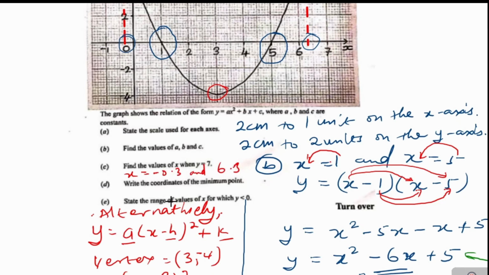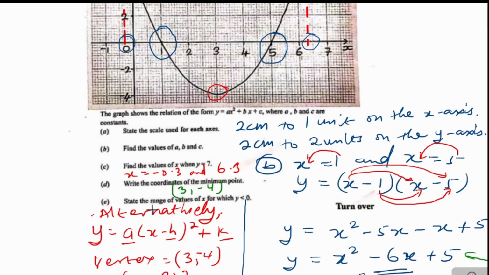Now let's go to the D. Write down the coordinates of the minimum point of the graph. As we discussed earlier, the minimum point of the graph occurs at the vertex of the graph here, and we found that earlier in the question. So the coordinates of the vertex of the graph will be the minimum point, and that is 3, -4. Now let's go to E.